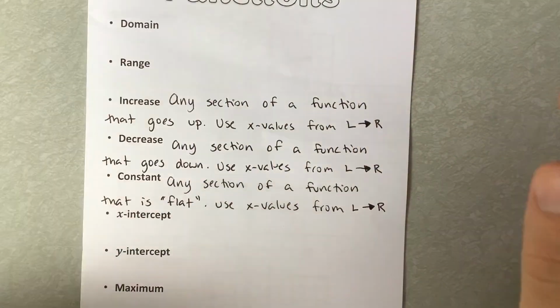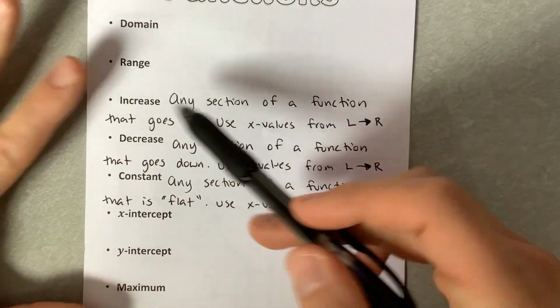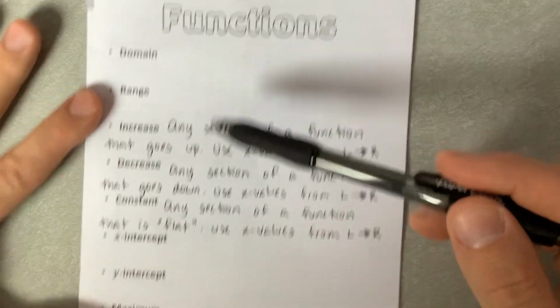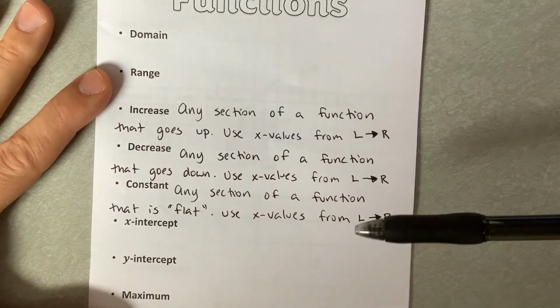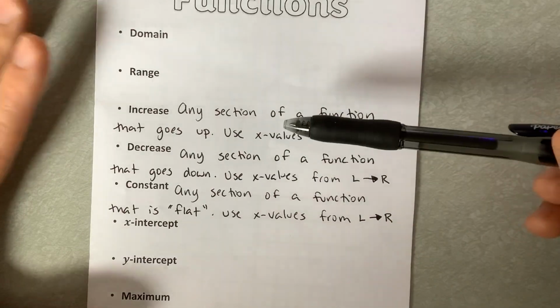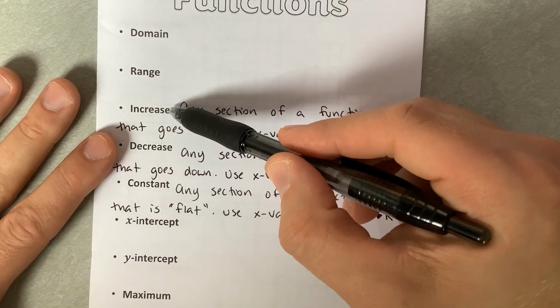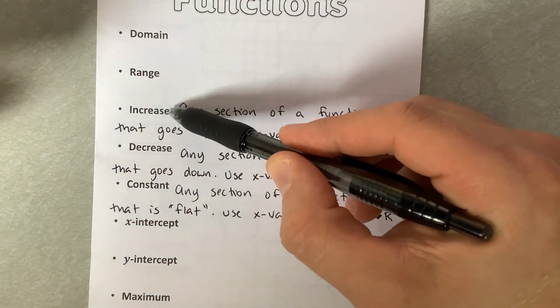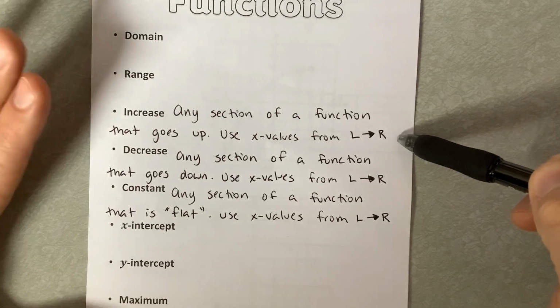You guys can pause this video if you need to kind of write this stuff down, but you need to write this down. Increasing, so any section of a function, right? So we got functions on graphs. Any section of that function that goes up, and again, we're always reading it from left to right, that is an increase. And when we write our notation, we're gonna use x values from left to right. You'll see what I mean.